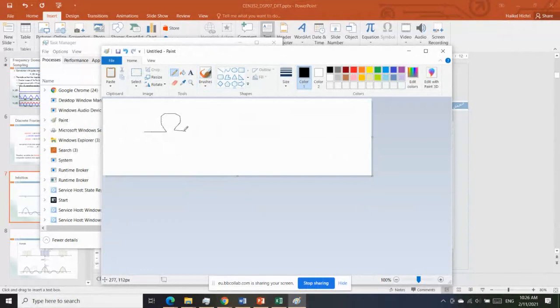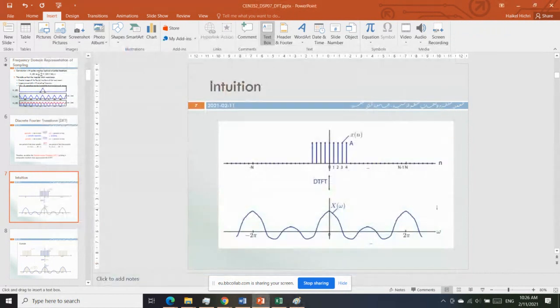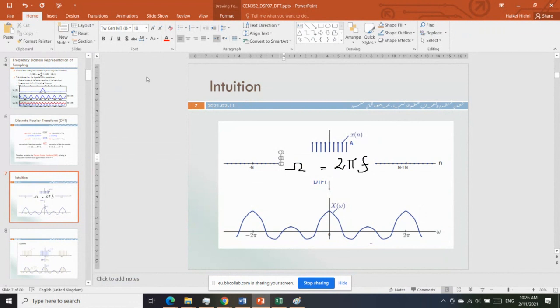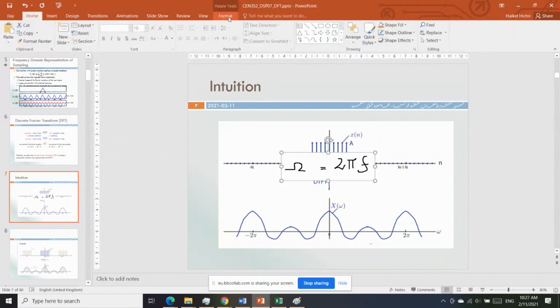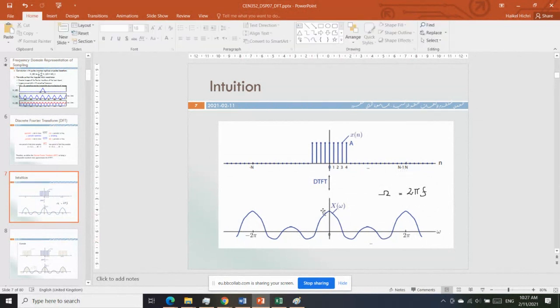We know that omega is equal to 2 pi f. Since it repeats every omega s, we can also use 2 pi as the axis. Instead of using the frequency as an axis, we can use the radians as an axis. So when you sample, it becomes periodic.